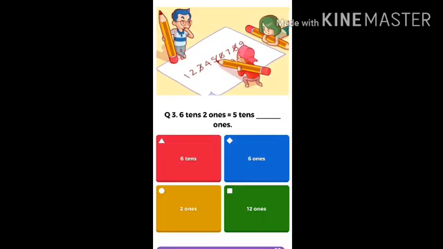Six tens two ones is equal to 5 tens dash ones. This is related to borrowing. Here the digit in ones place took away 1 ten from tens room and only 5 tens are left in tens room. Then 1 ten means 10 ones. Add 10 ones and 2 ones, it is 12 ones.